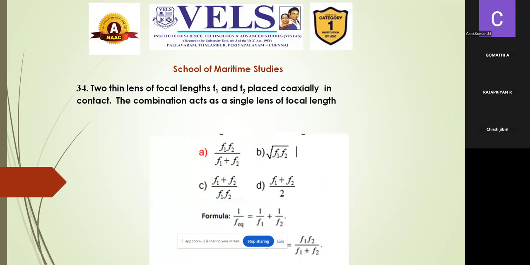Our next question is, two thin lenses of focal length f1 and f2 are placed coaxially in contact. The combination acts as a single lens of focal length f, where 1 by f is equal to 1 by f1 plus 1 by f2. We can write (f2 plus f1) divided by f1 into f2. So the focal length f is equal to f1 into f2 divided by f1 plus f2, option A.